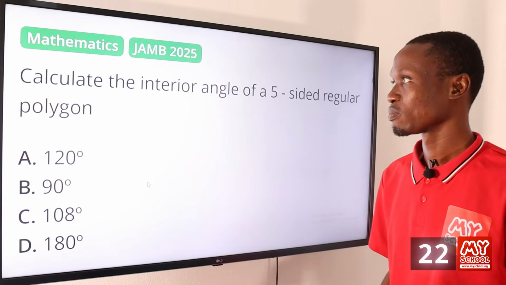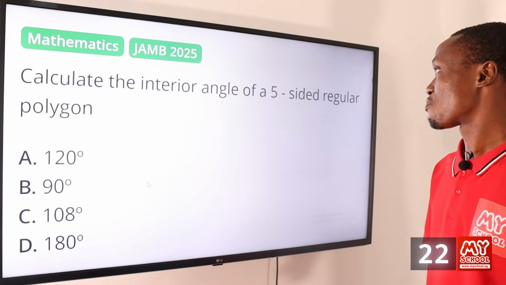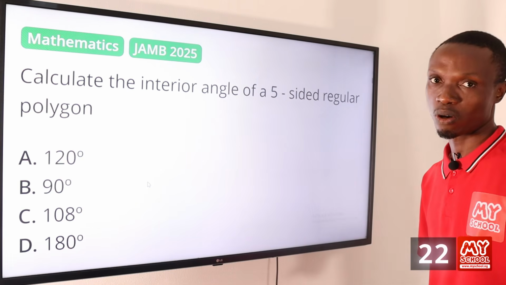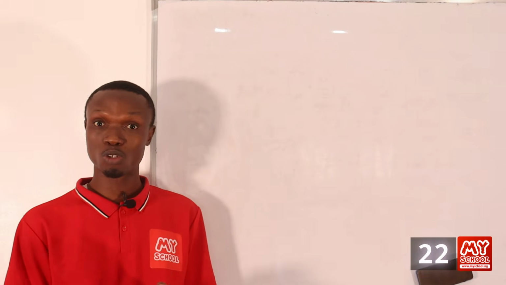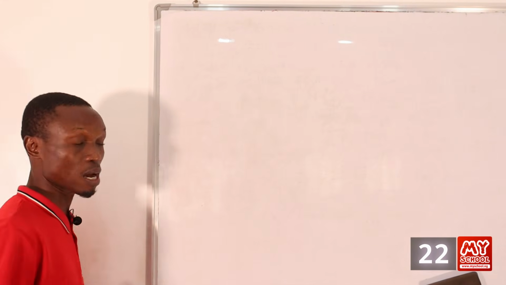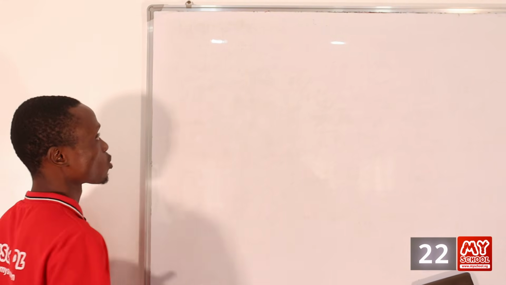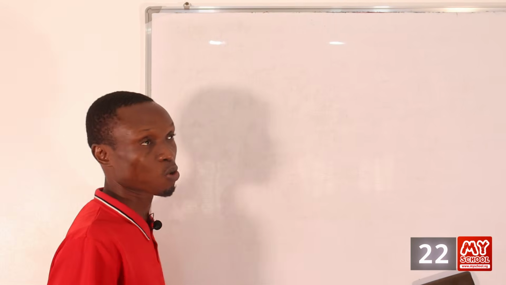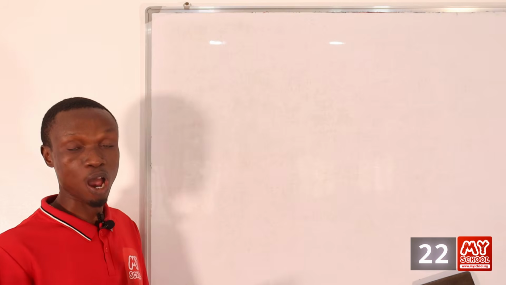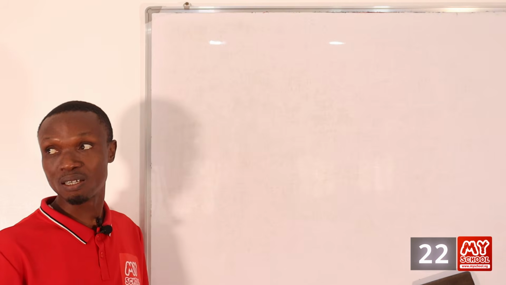Question 22. Calculate the interior angle of a 5-sided regular polygon. So let's move over to the board to provide the answer to this question. I'm going to be showing you 2 methods that you can use, and it involves using formulas. Since we want to calculate the size of the interior angle of a 5-sided polygon, right?